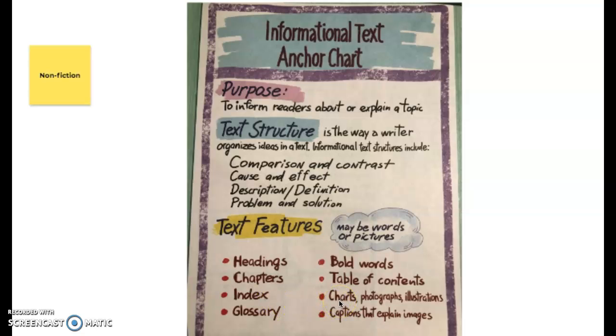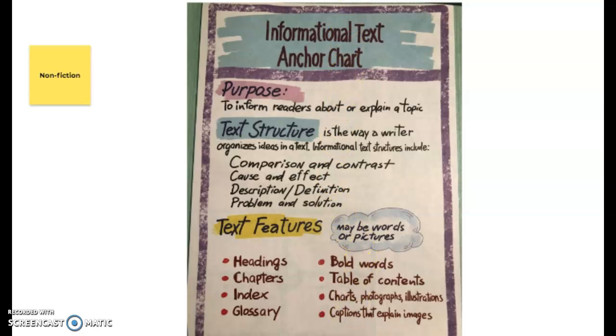Informational text might also have charts and photographs. Most often they're photographs, not drawings, right? But they might have some illustrations, but you'll notice that there are lots of photographs in informational text. They also might have a glossary. We know what a glossary is because we've been using our glossary at the back of our reader, but a glossary is kind of like a mini dictionary for that piece of work. And then it also might have captions. Captions explain what the images are of, okay?